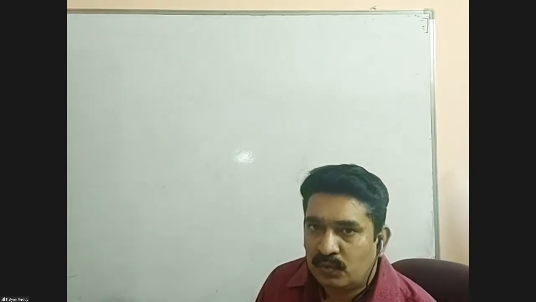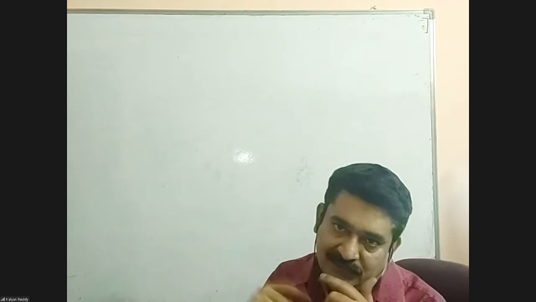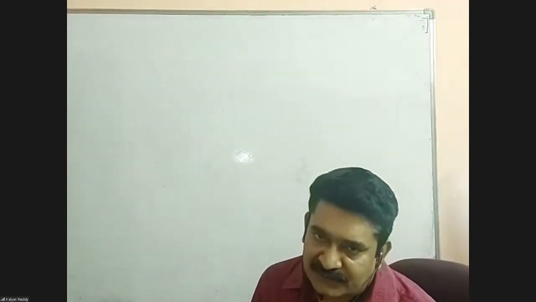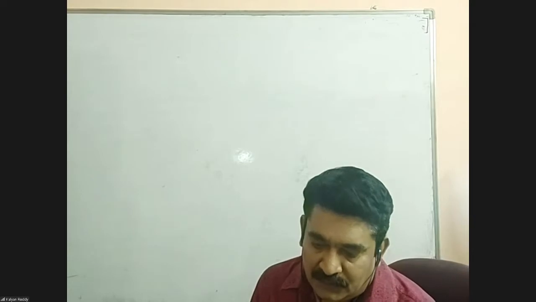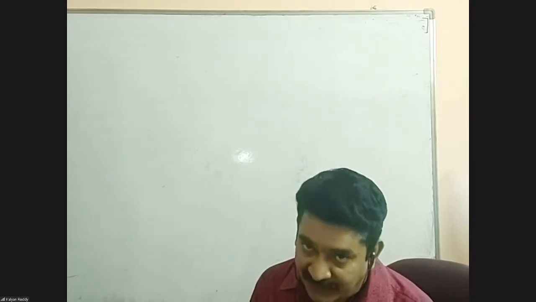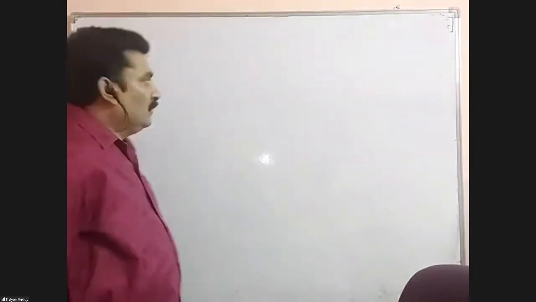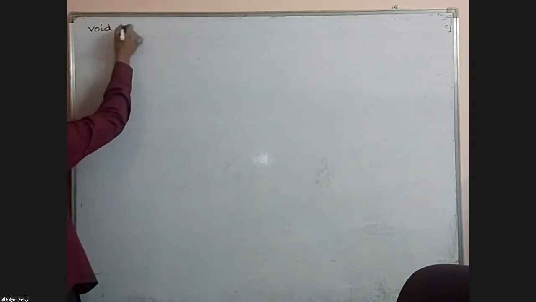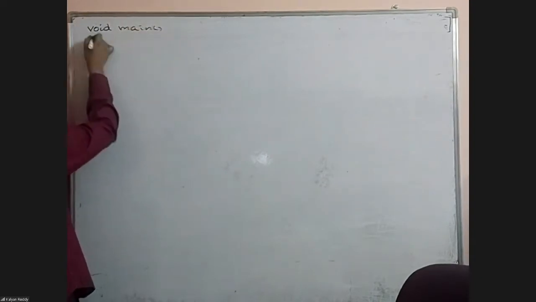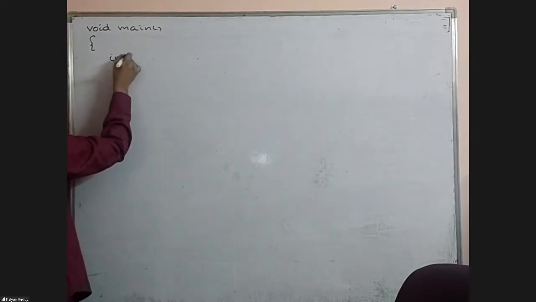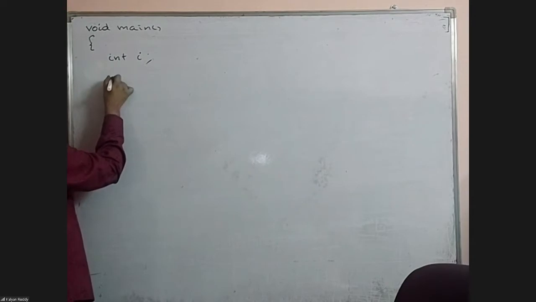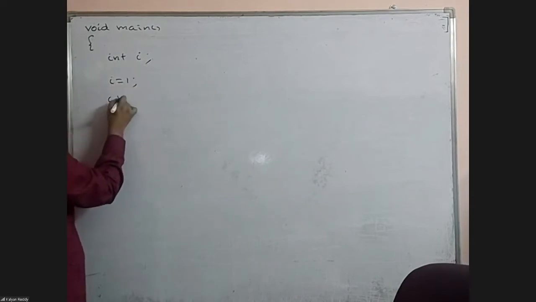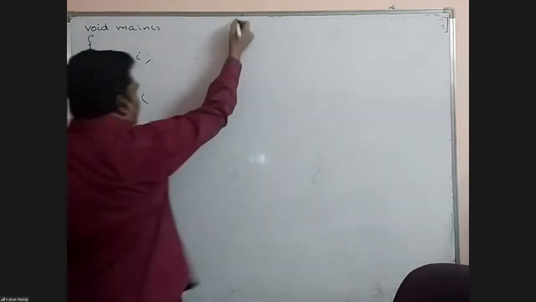Come to the loop. Purpose of loop: repetition. Whenever code repetition is required, we need to go for a loop. The required keyword is while. Let's go with examples. Doing like this: void main, body open, create a variable int I, next I equals 1, next while. The required keyword is while.